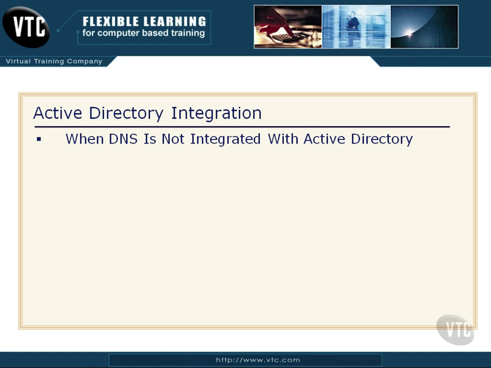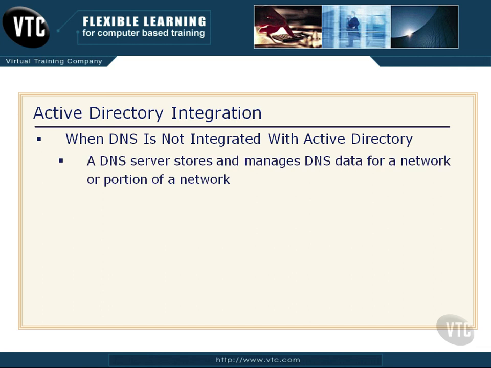When DNS is not integrated with Active Directory, we set up DNS on a server, and then we give it some DNS data, some IP addresses and some English names, and we say, correlate these and answer questions anybody asks about this. And so that DNS server stores that data that we create and give it. And then it manages that data for a network or a portion of a network, however we set it up. Now, at that point, that server is what we call authoritative for that data.